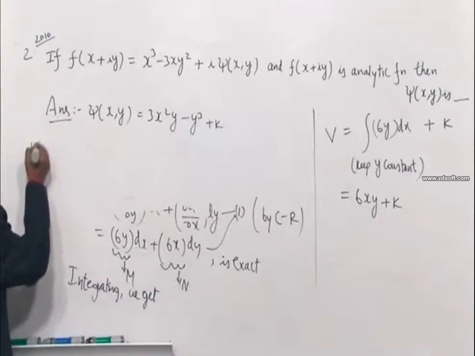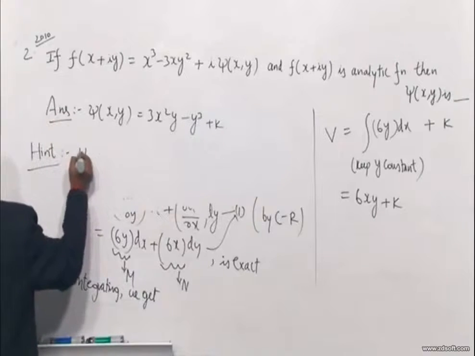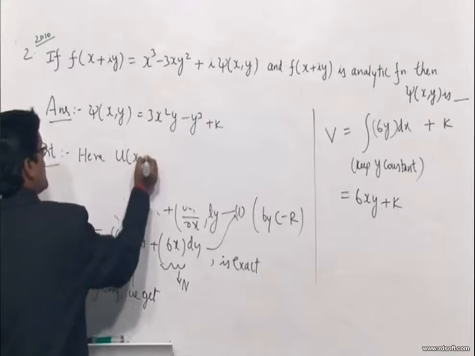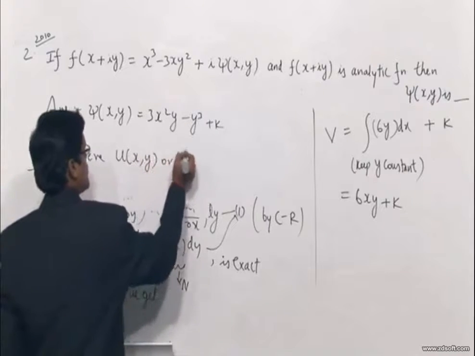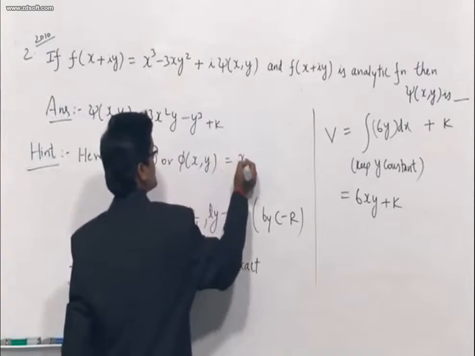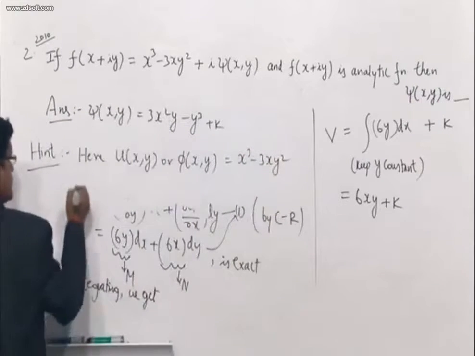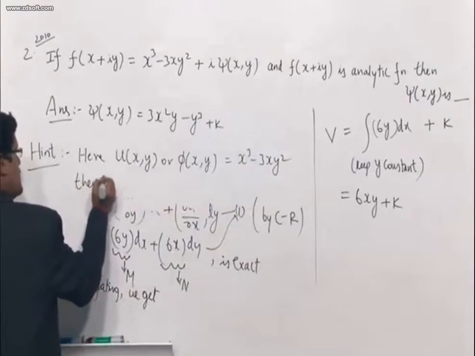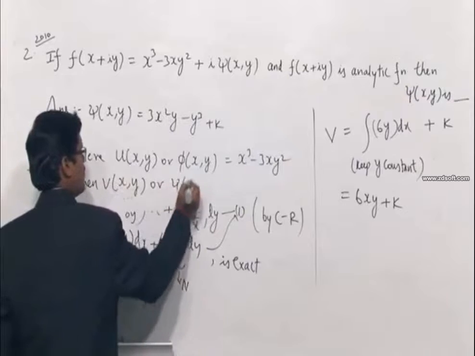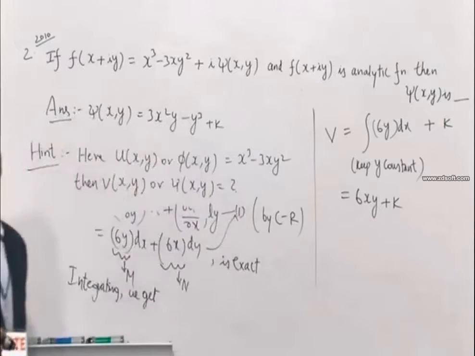Hint. Here u of x comma y, or this is also denoted by phi of x comma y, is equal to x cube minus 3x y square. Then v of x comma y, our original notation, here it is mentioned psi of x comma y is equal to question mark. This is the answer. Just write hint.